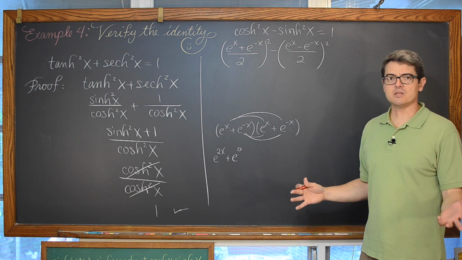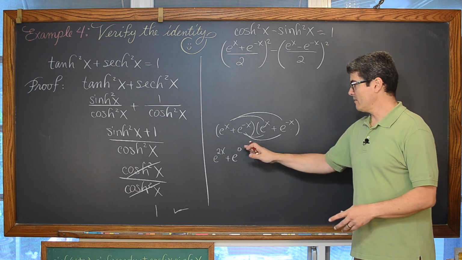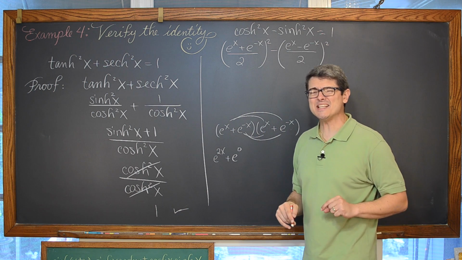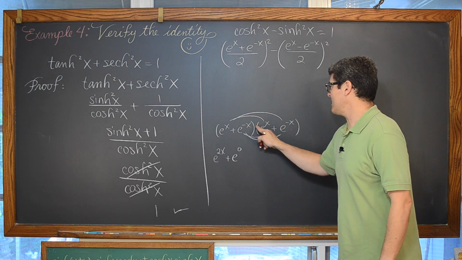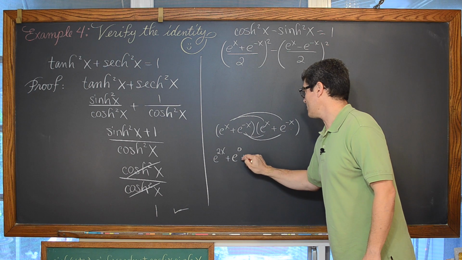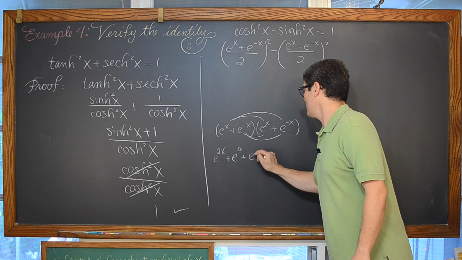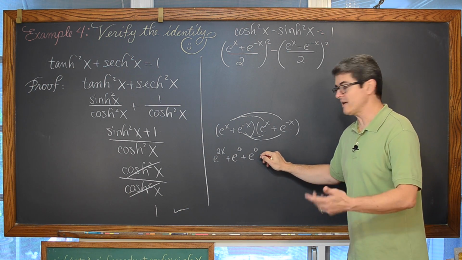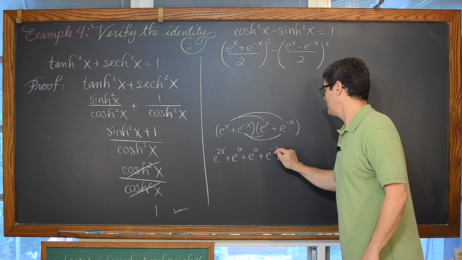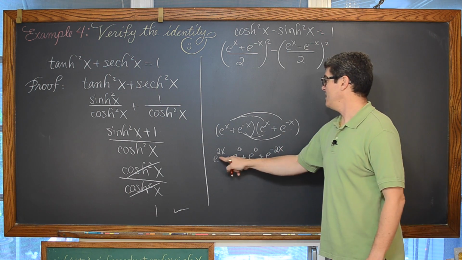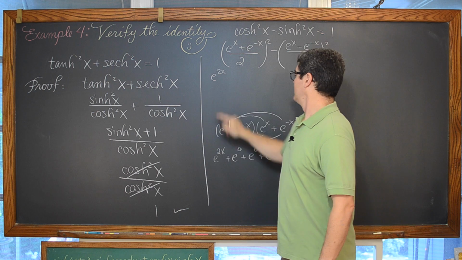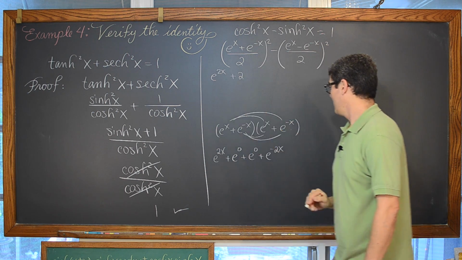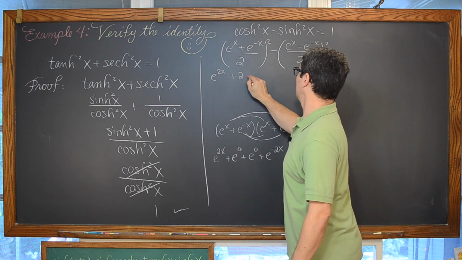Now don't be tempted to just say it's 0, because we're talking about the exponent being 0. And anything to the 0 power is equal to 1, not 0. Again, we have e to the negative x times e to the x, which is another e to the 0 power. And then e to the negative x times e to the negative x. Well, negative 1 plus negative 1 is negative 2. So we have e to the 2x, we have 1 plus 1 is equal to 2, and then we have plus e to the negative 2x over 4.